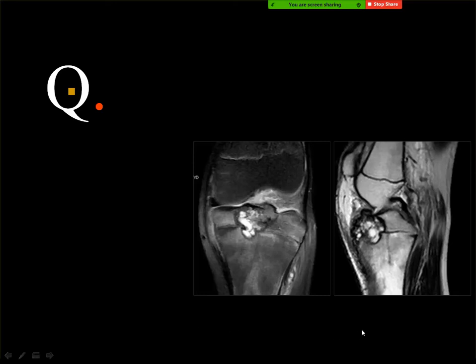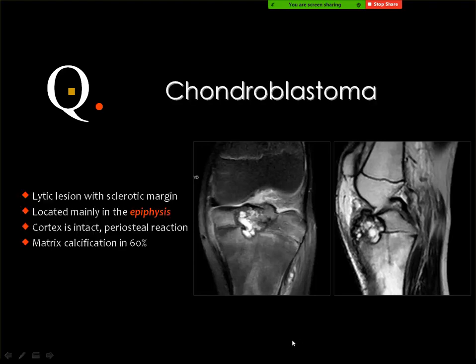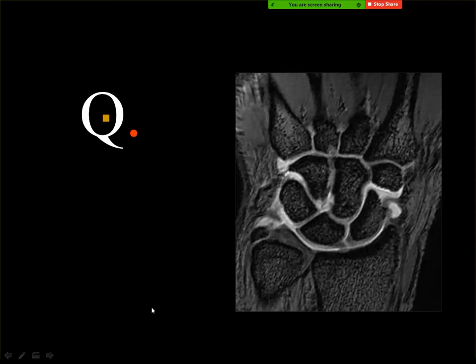Then this is an MRI of the knee, and you get a classic lesion in the epiphysis, which is giant cell. Yes, yes. This is chondroblastoma, which I think is the only epiphyseal lesion which is seen before the closure of the physis, and the lesion is mostly confined to the epiphysis. Sometimes it may cross the physis into the metaphysis if it is a little bit large.